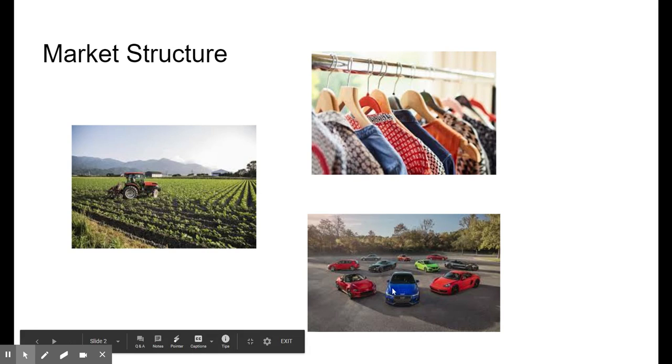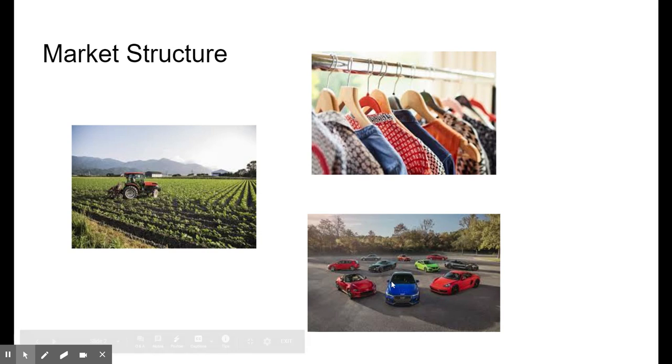Because they do have their own little twists, their own little versions of a sedan or a pickup truck, as long as they advertise well and attract the customers, they can charge a little bit more. So they are also price makers when it comes to what they can actually charge the consumer.